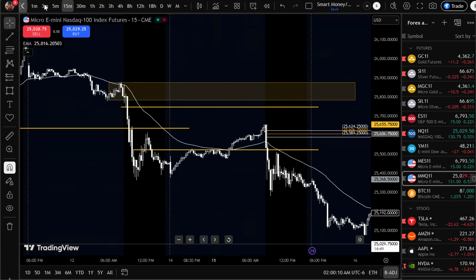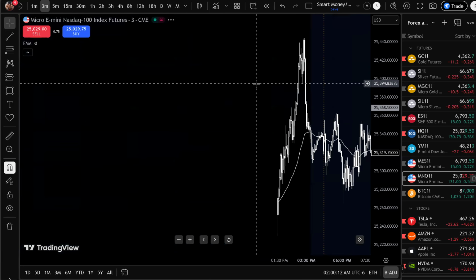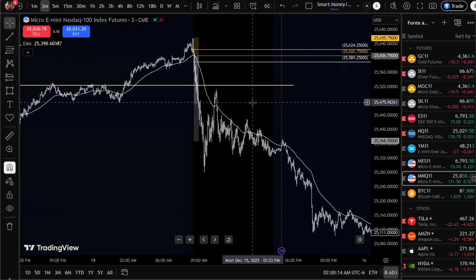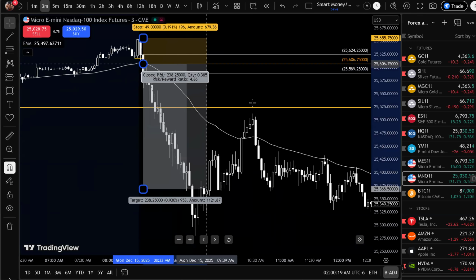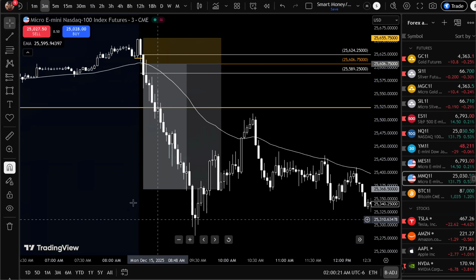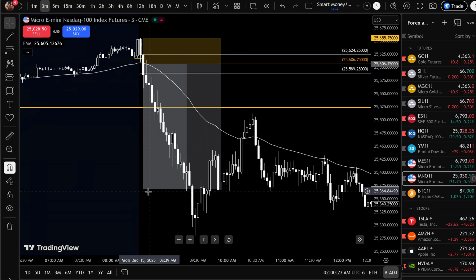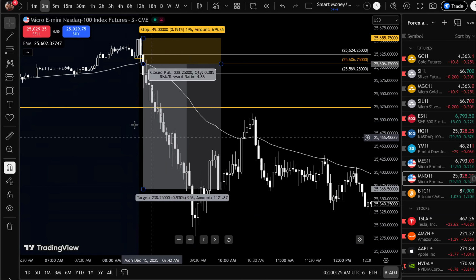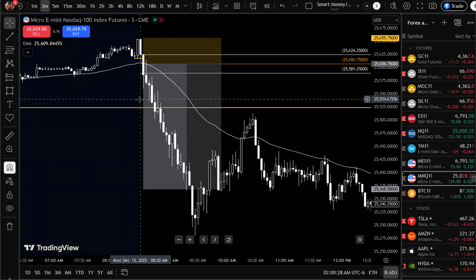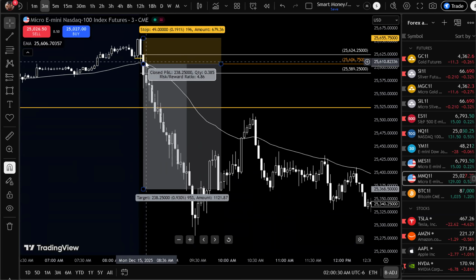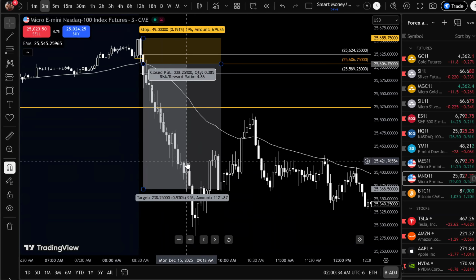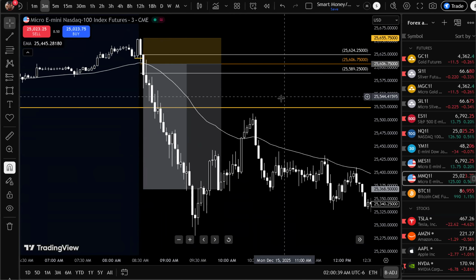Let's go back to the 3 minute. Let me stretch it out a little bit. All right, there we go. Look at that. To the low of that range right there. You would have got any trade around where it came down up here. This was around 8:36 a.m. to 9:18 a.m., less than an hour. All right. And that's NQ.